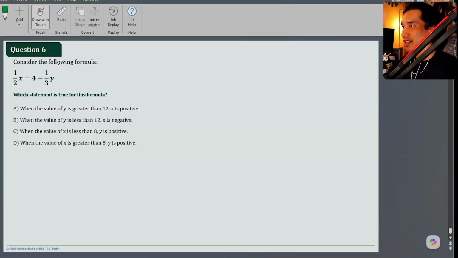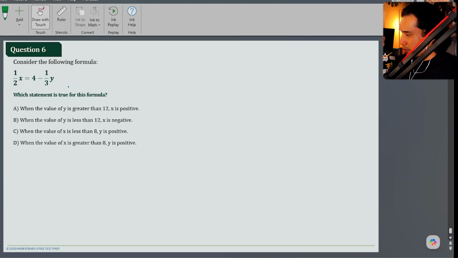Okay, question number 6. Consider the following formula. 1/2 x equals 4 minus 1/3 y. All right, this looks scary. I understand, but it's not that bad. Okay, they will throw fractions at you, but you will know what to do.